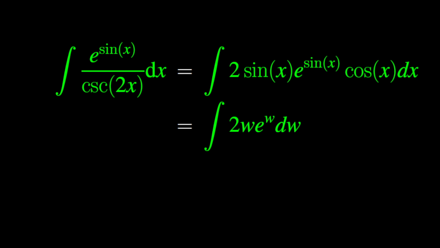So the integral of the fraction exponential of sine of x over cosecant of 2x dx becomes the integral of 2 times sine of x times exponential of sine of x times cosine of x dx, which can be simply written as the integral of 2w times exponential of w dw. This version of the integral is naturally simpler than the original version.